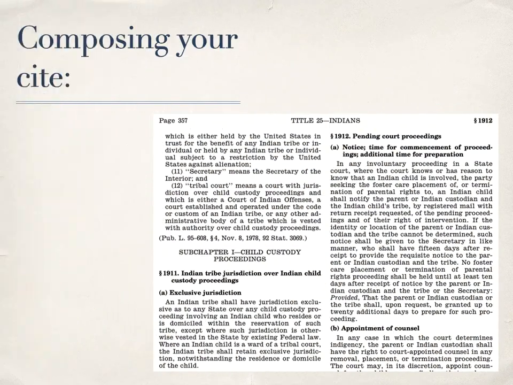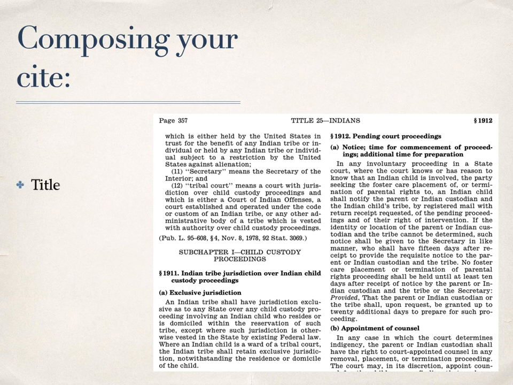Let's take a look at how to compose a cite when looking at the code in print, or here, looking at the United States Code as it appears at govinfo.gov. The GovInfo website contains an exact printing of the United States Code. This means that you can cite this internet source exactly the same way you would cite the print version. Here you can see portions of 2 sections of the Indian Child Welfare Act. Let's assume that our new cite is going to focus on Section 1911 and specifically the subsection dealing with exclusive jurisdiction of tribes in these proceedings.